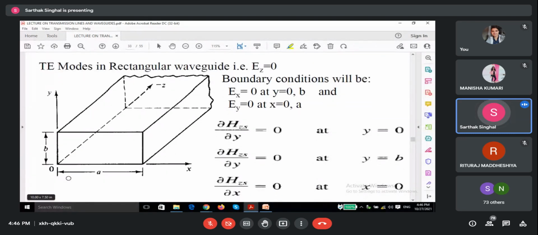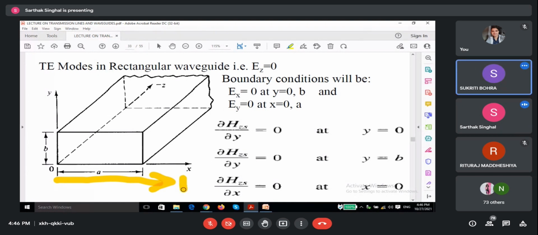Suppose the E field direction, the Ex component, will be like this, along this direction. At what points will it be 0? This Ex component will be 0 at y equal to 0 and y equal to b.